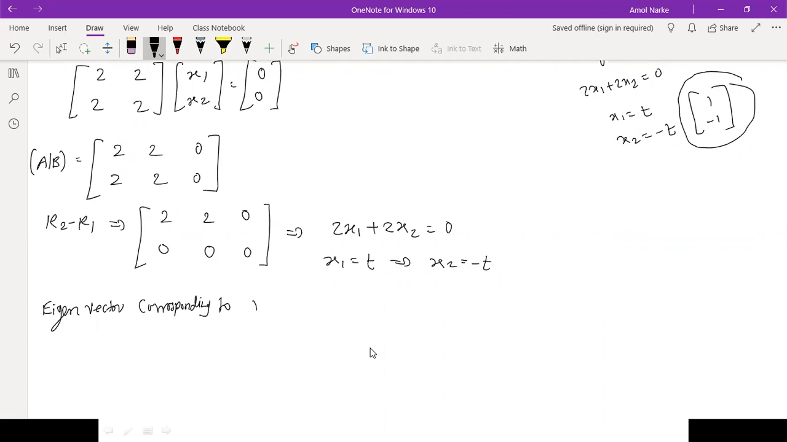Corresponding to lambda equal to minus 1, we get t minus t. This implies you can take t common out, and you get 1, minus 1. By substituting t equal to 1, this is 1, minus 1. You can substitute any non-zero t here. If you substitute t equal to 1 half root 3, or anything that you want, you will get the corresponding eigenvector. So this is nothing but your second eigenvector.